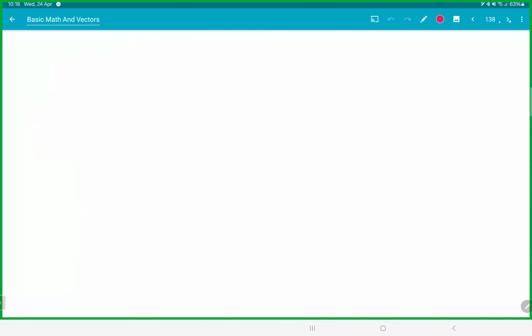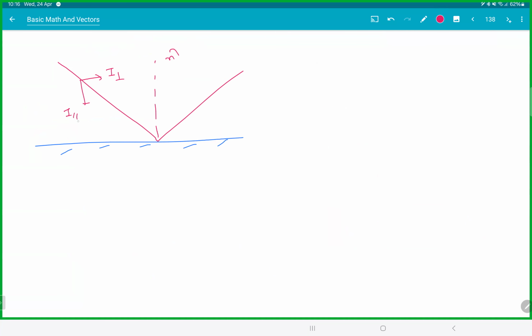Again, what did I do? Listen. When the light hits like this and bounces off, this will have two components. I'm taking I perpendicular to N cap, that is N cap. This is I parallel to N cap. So after hitting the mirror, this component will not change. Whenever you hit a mirror, only this will reverse, no? I hope everyone is clear with that part.